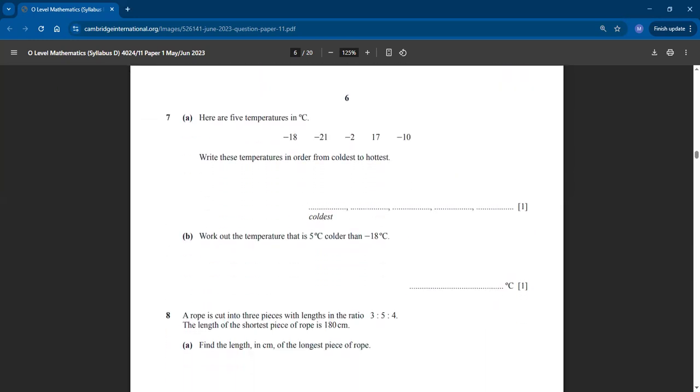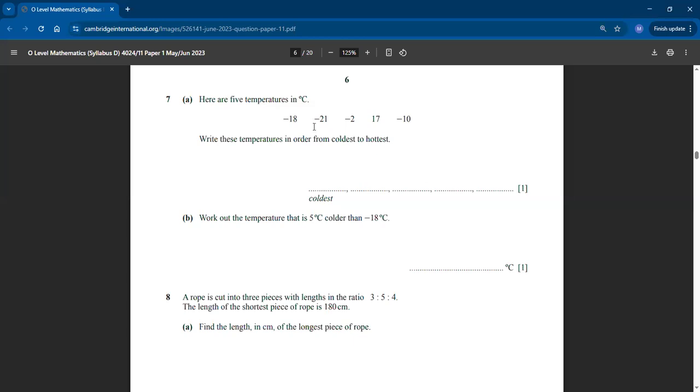Okay, let's take a look at this. Here are 5 temperatures in degrees centigrade. Write these temperatures in order from the coldest to the hottest. A lot of students do not know this. You might even know this, and you might think, why am I telling you this? But I've personally taught students who do get confused with this concept.